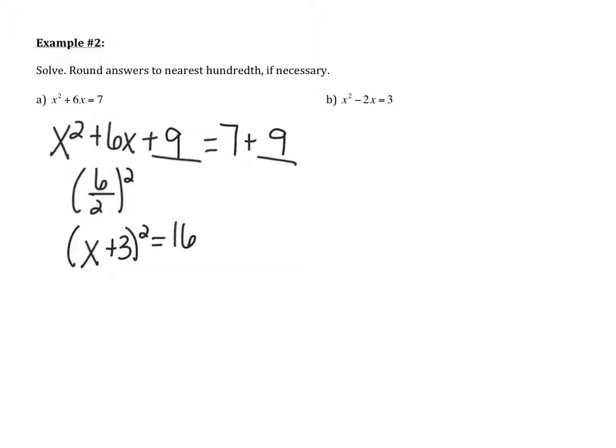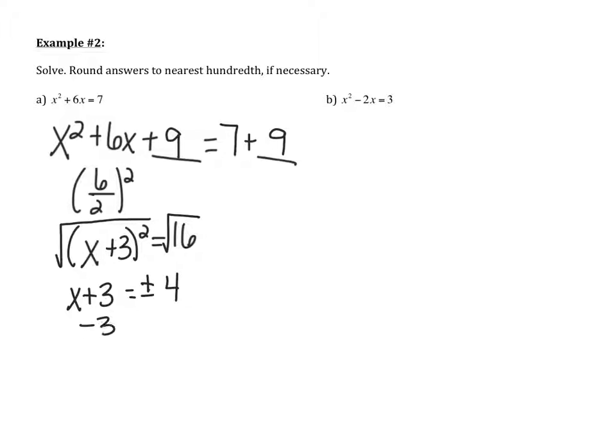So now we think back to the last section when we solved equations by using square roots. So I would just take the square root of the left-hand side to get the x + 3 by itself, which means I got to take the square root of the right-hand side. So the square root of (x + 3)² is x + 3. And then the square root of 16 is plus or minus 4.